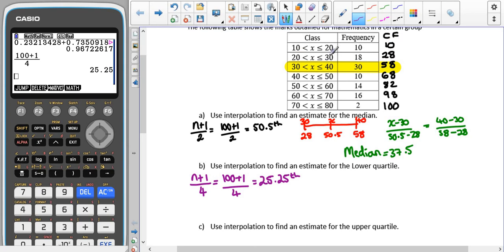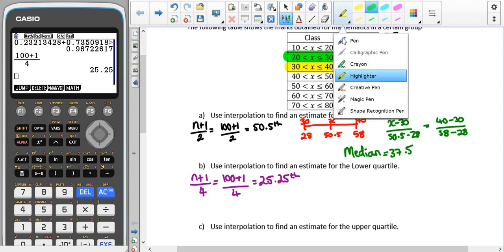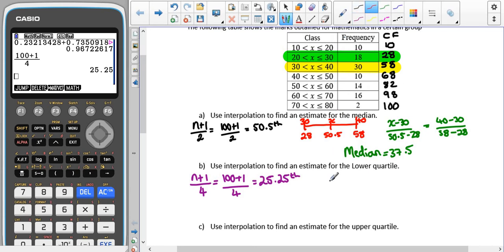which means that somewhere in that second interval is our lower quartile. So again, we're going to set up our number line.